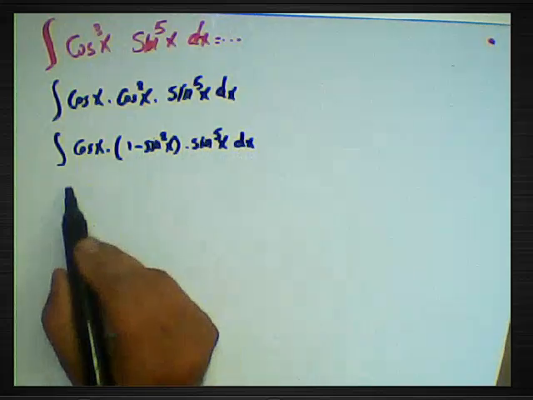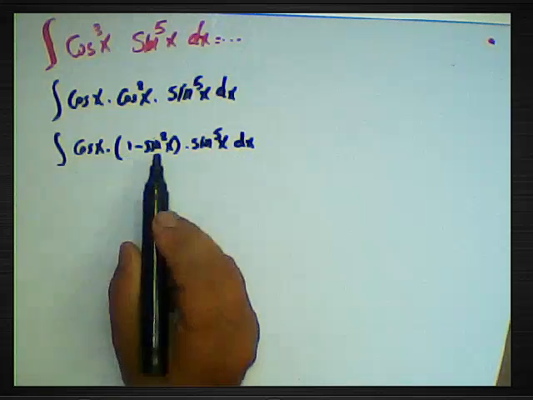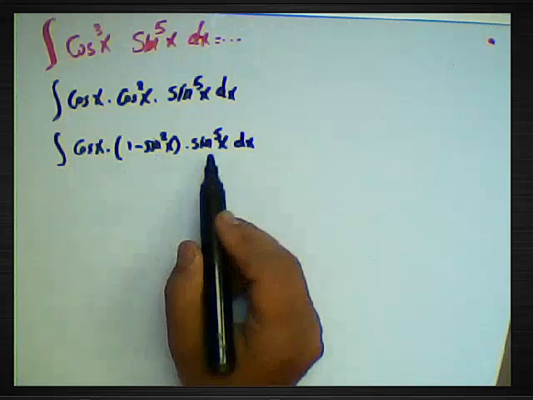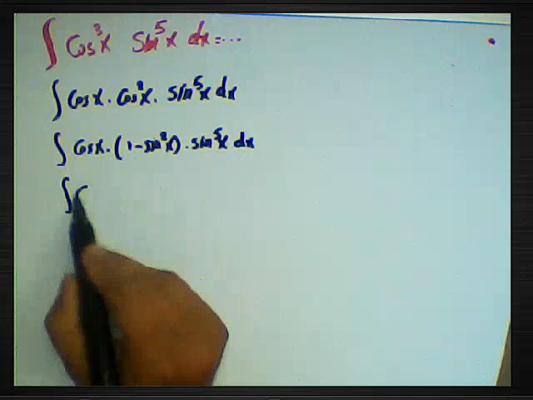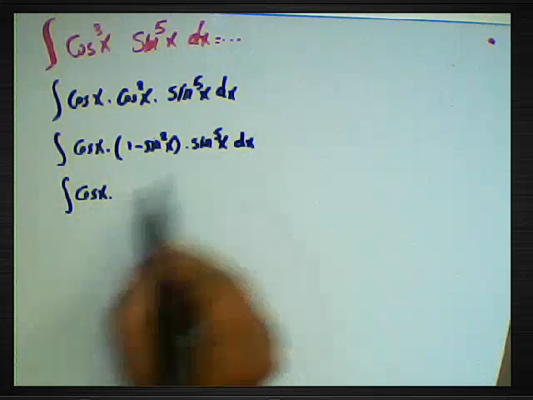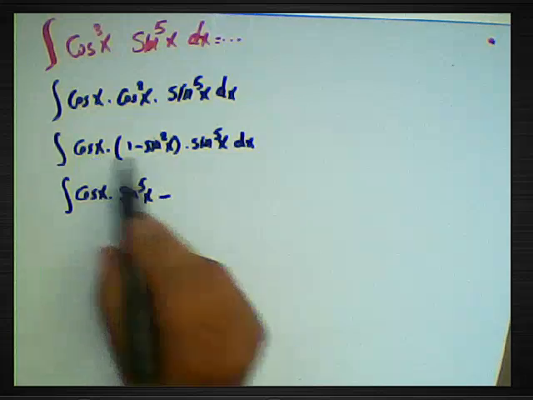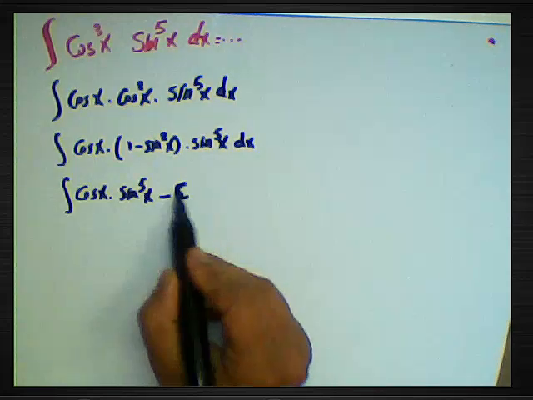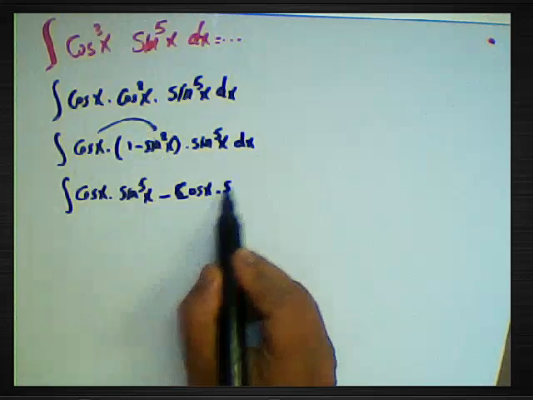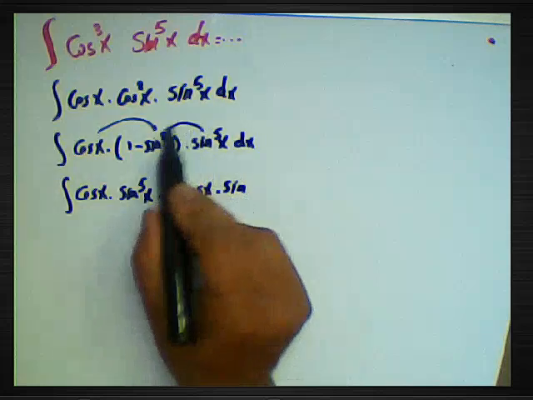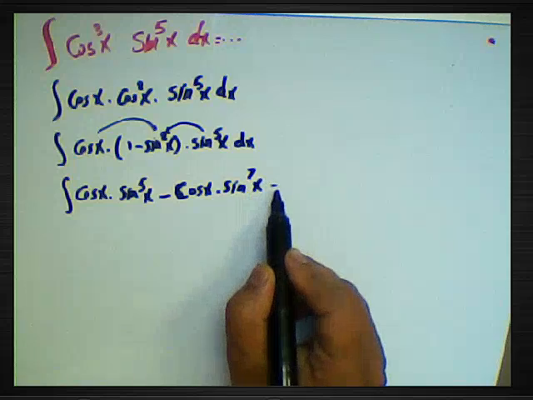Using the distributive property, cosine times 1 and cosine times sine power 2x, multiplied by sine power 5x. The result will be 1 times cosine x multiplication by sine power 5x, subtract cosine x times cosine x multiplication by sine power 2x multiplication by sine power 5x. It will be equal to what?